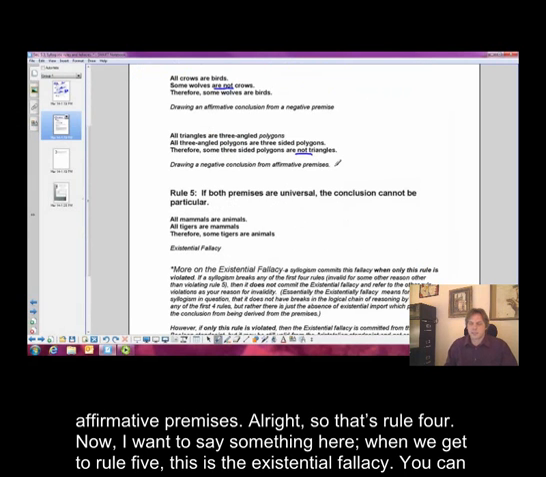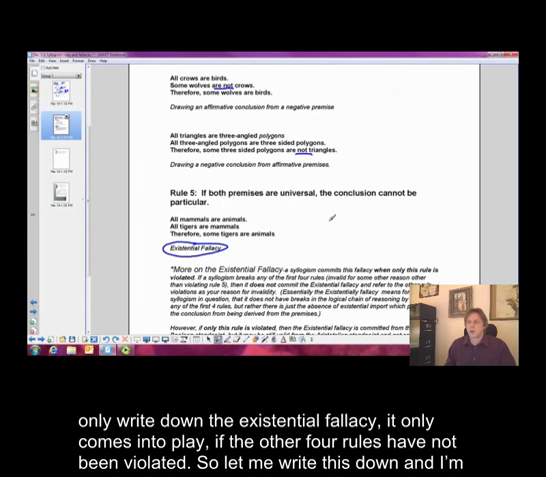Now I want to say something here. When we get to rule 5, this is the existential fallacy. You can only write down the existential fallacy only if the other 4 rules have not been violated. So let me write this down, and I'm going to repeat it.